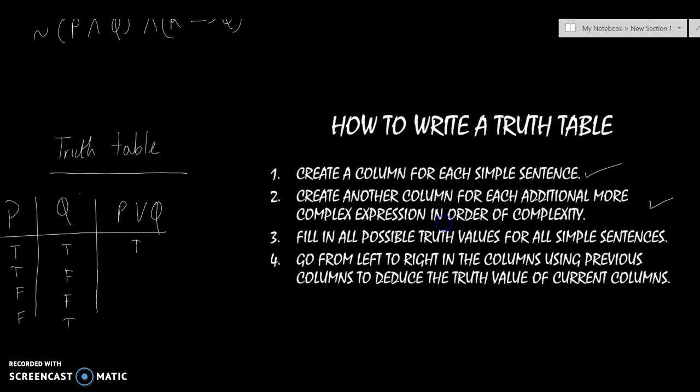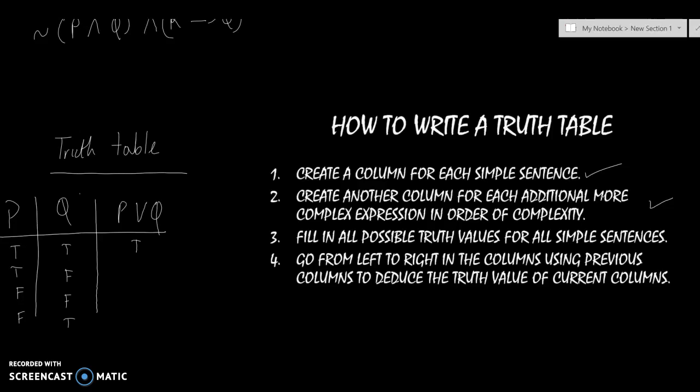Writing a truth table is a four-step process. The first thing is that you take a big logical expression and break it down into simple sentences, its component parts, and write a column for each simple sentence. After you've done that, you create additional columns for each additional, more complex expression. From small to big, you take smaller logical expressions and write down a column for those, then you create bigger ones based off the logical expressions you created previously.